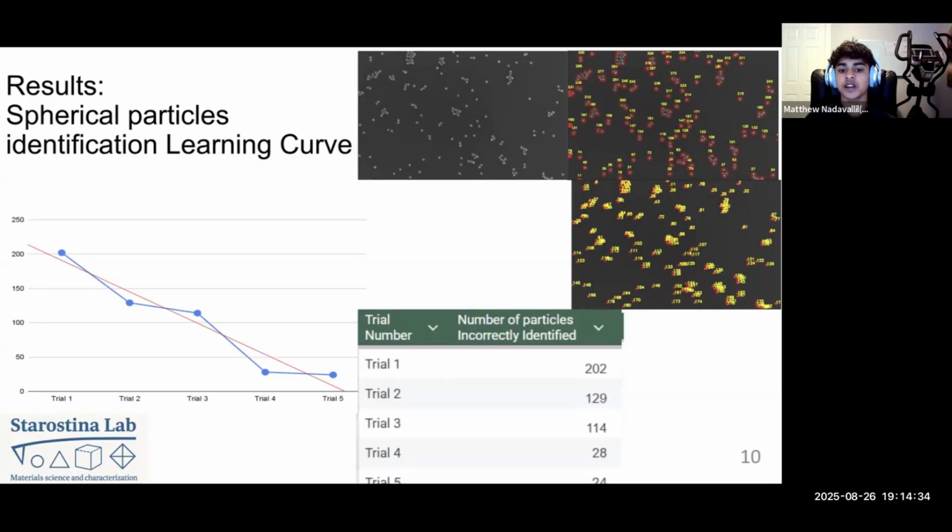This gradual improvement can also be shown by the red regression line in the graph, showing the trend of our data over time. Thank you.